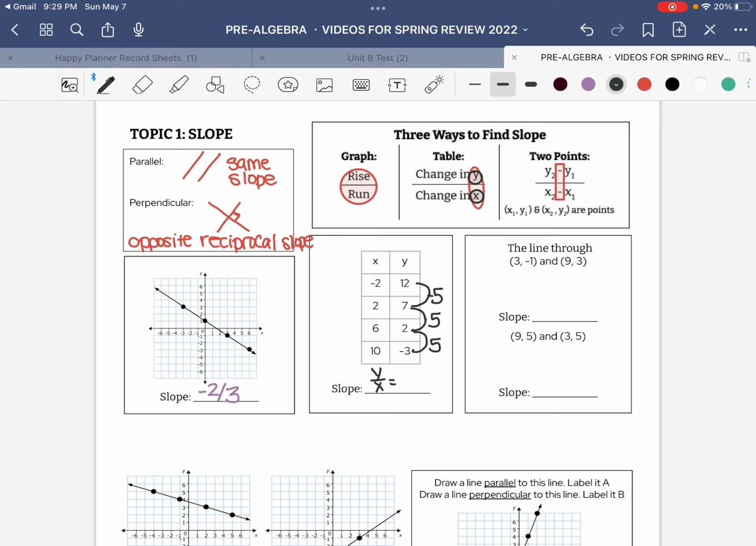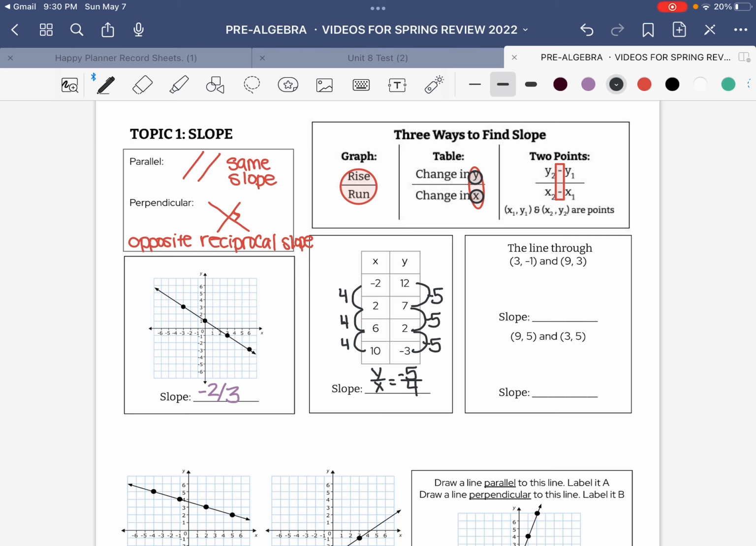And since they're going down, that's technically going to be -5 over the x part, which is going from -2 to 2. -1, 0, 1, 2. That's 4 numbers. Also, -2 plus 4, 2 plus 4 is 6, and 6 plus 4 is 10. So my slope is -5 over 4.